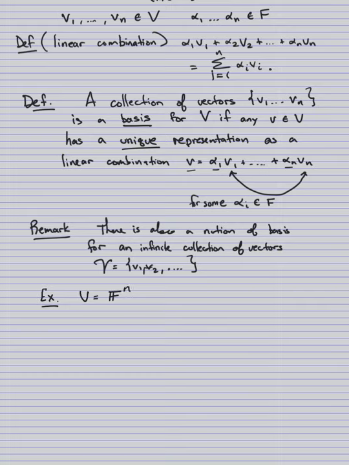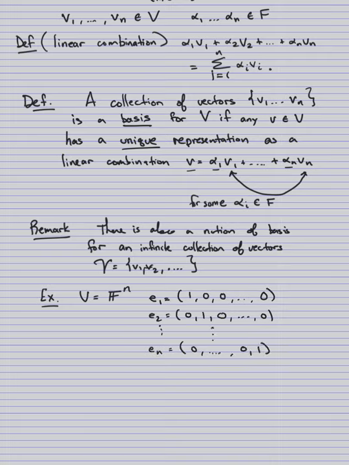Then a standard basis is E1, which is 1 in the first entry, zeros afterwards. E2 is a 1 in the second entry, all other terms 0, and En is zeros except for the last entry.